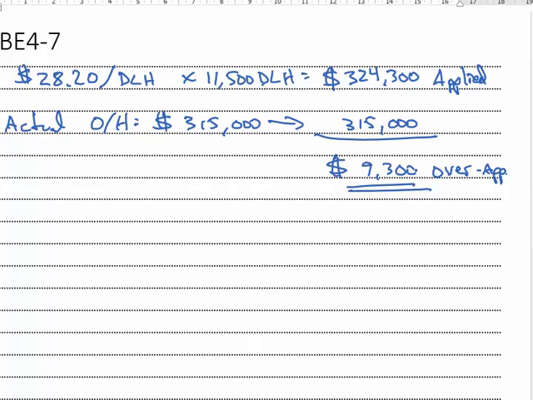Assuming the entire amount of the underapplied or overapplied overhead is closed out to cost of goods sold, what would be the effect of the underapplied or overapplied overhead on the company's gross margin for the period? Okay, so we've overapplied. We've basically put too much cost into our cost of goods sold. So cost of goods sold is now overstated and must decrease, right? So if cost of goods sold goes down, then gross margin goes up.